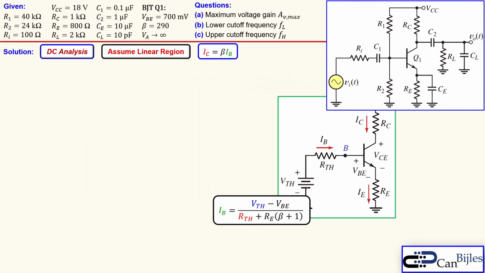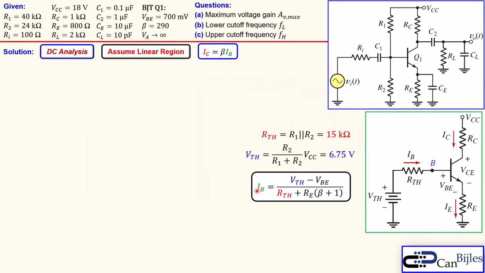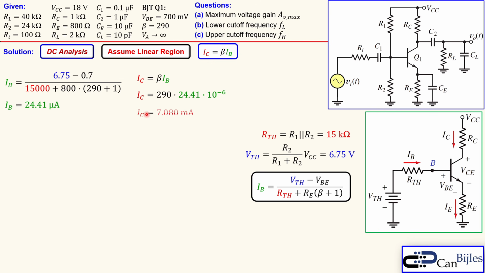Okay, the next step is calculating the DC currents using this formula. We start with the base current, DC, using the Thevenin voltage, Thevenin resistance and the other parameters given. And that will result in 24.41 microamps. IC DC current is then using beta times IB. IB we just calculated, so that will be then in this case 7.080 milliamps, and the IE is beta plus 1 times IB, and that is shown here at 7.105 milliamps.